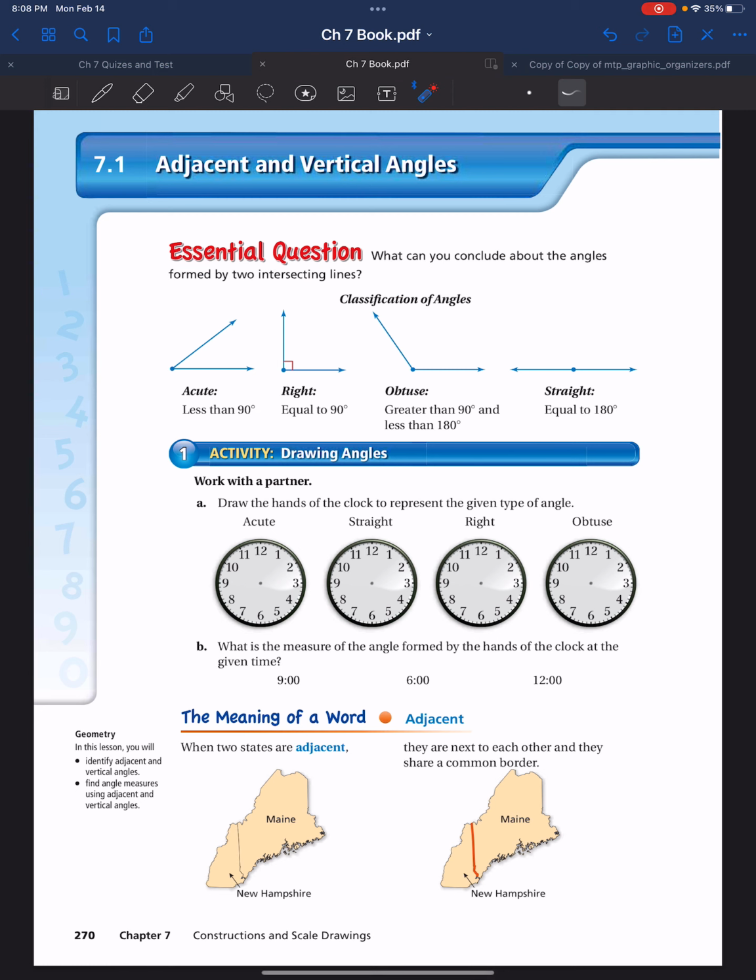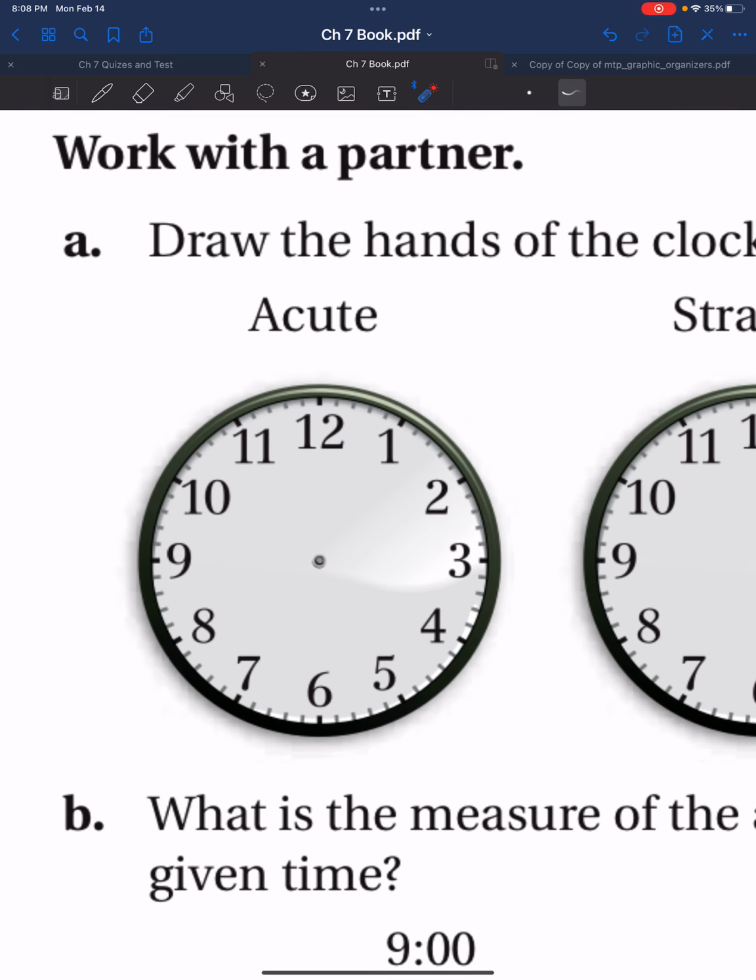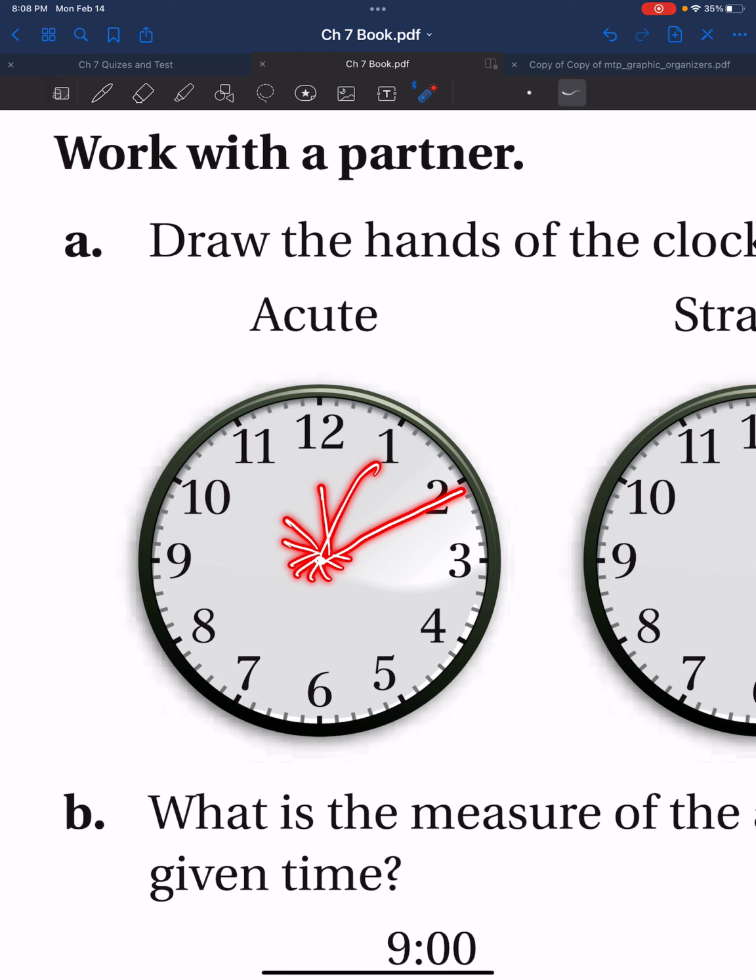So the first thing we see is an activity, drawing angles. Draw the hands on the clock to represent the given type of angle. So on part A, if I said draw me an acute angle, that could be anything. It could be literally anything. So I want you to draw me a ray, first of all. The ray is going to have its dot in the middle, and I don't care which way your ray goes. It could come out this way. Like I said, there's an infinite number of ways your ray could come out. I'm just going to go ahead and draw my ray going to the 3, just because that's easy.